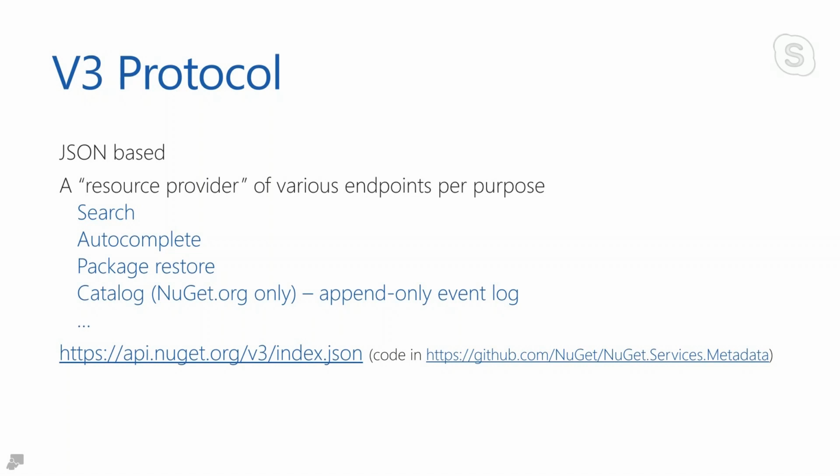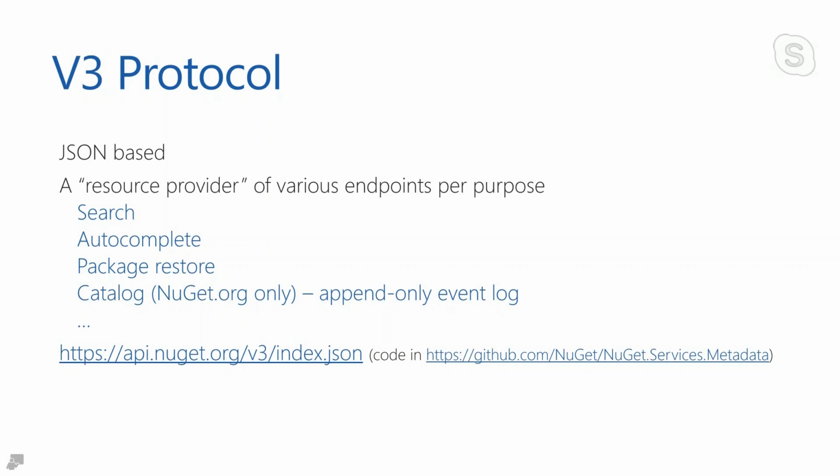So for example, if you're using search in Visual Studio or in Rider or in VS Code, you will hit that search endpoint that is defined in this v3 index.json response. Same thing with autocomplete. If you're editing your packages config file or your project file and you're making use of the autocompletion in there, you're probably hitting this autocomplete endpoint defined in here. There's one for package restore because it's kind of not very useful to use the search endpoint to do a package restore. You basically already have the package IDs and package versions, so there's an endpoint that supports that scenario.